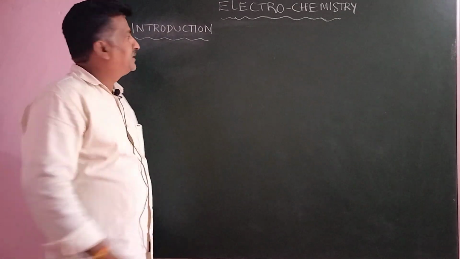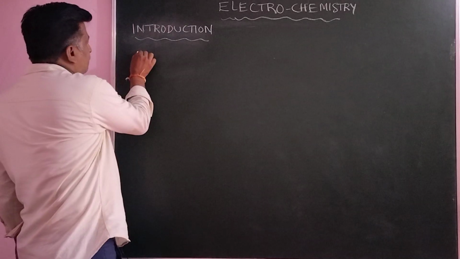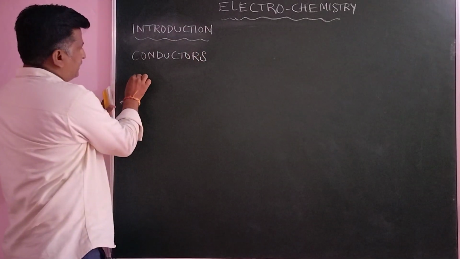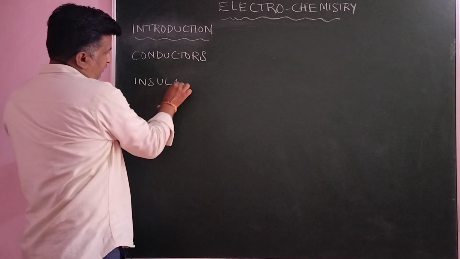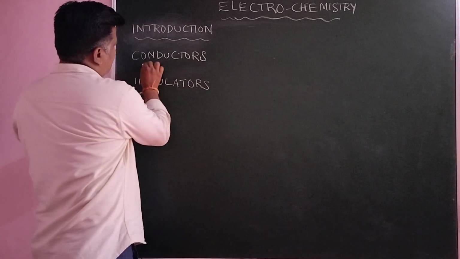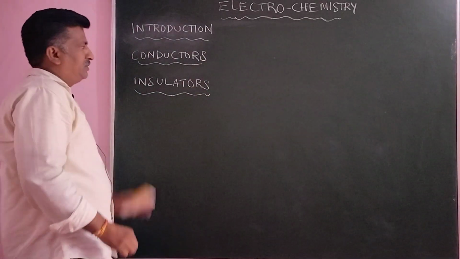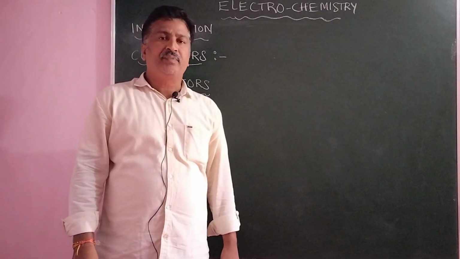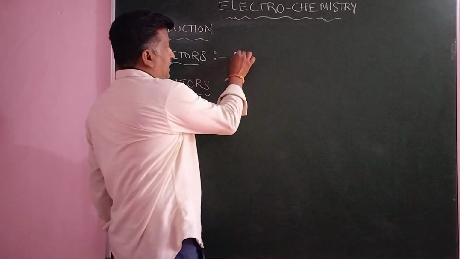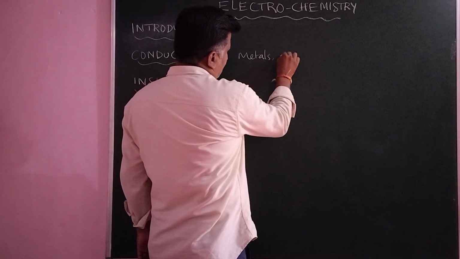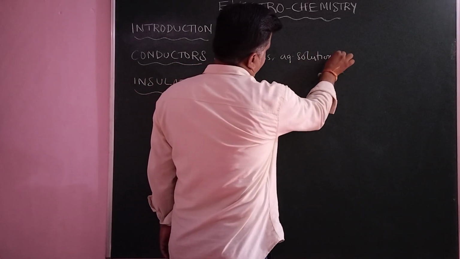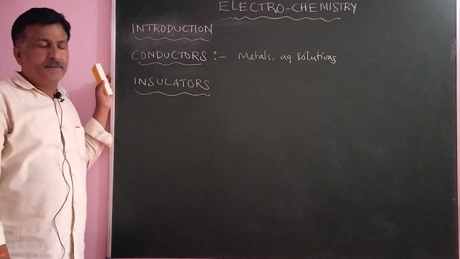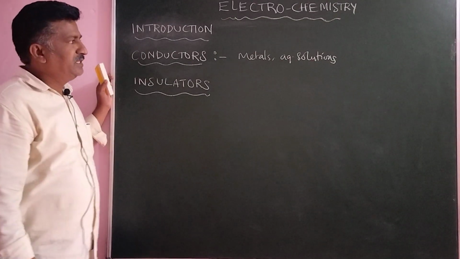And before getting into the details, we should discuss conductors and insulators. So what are conductors and what are insulators? Generally we know what conductors are. Any substance which can conduct electricity can be called a conductor. For example, metals, aqueous solutions. So a conductor is any substance which can conduct electricity. For that we have given the examples as metals and aqueous solutions.